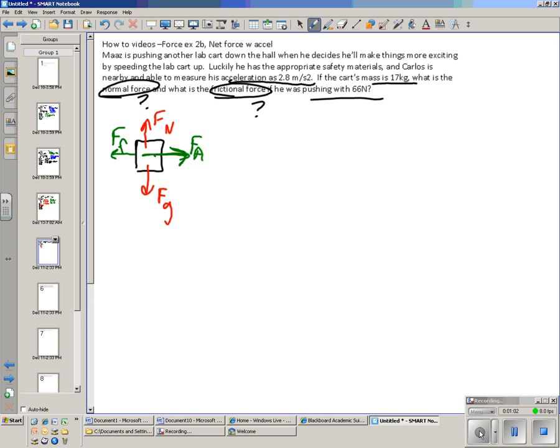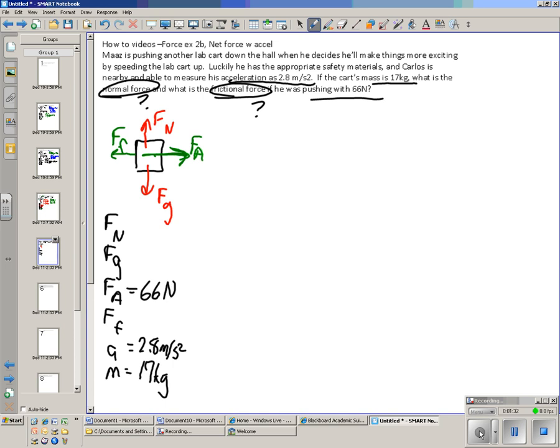Now, let's go ahead and list out the information. We have the normal force, gravitational force, force applied, force of friction, acceleration, and mass. Quite a few variables. Mass we can start with. That's going to be 17 kilograms. Acceleration, 2.8 meters per second squared. The applied force, 66 newtons. And that's all we have right now.